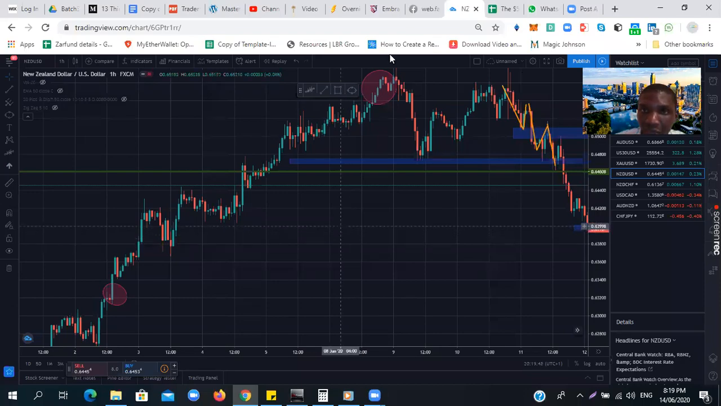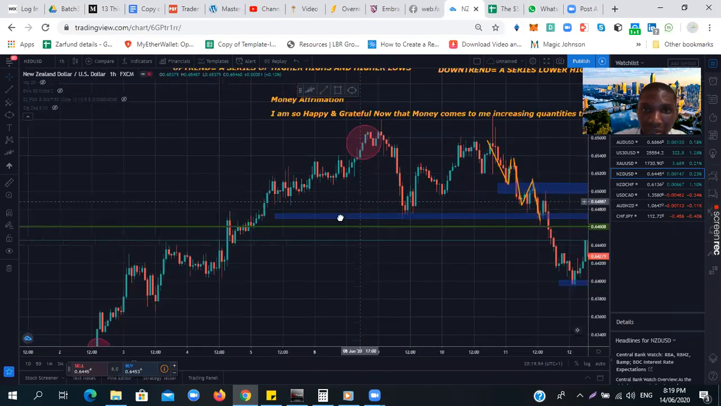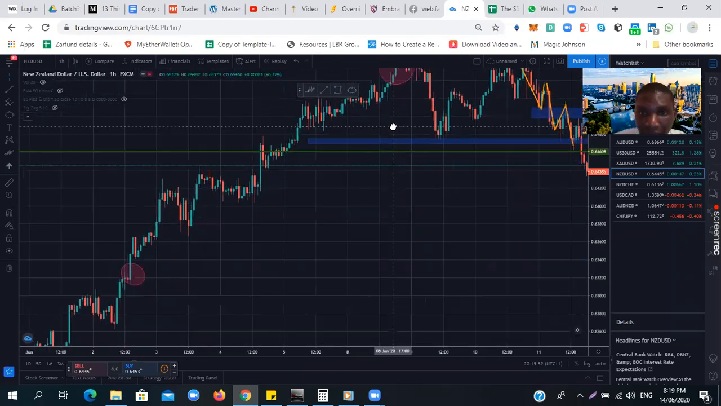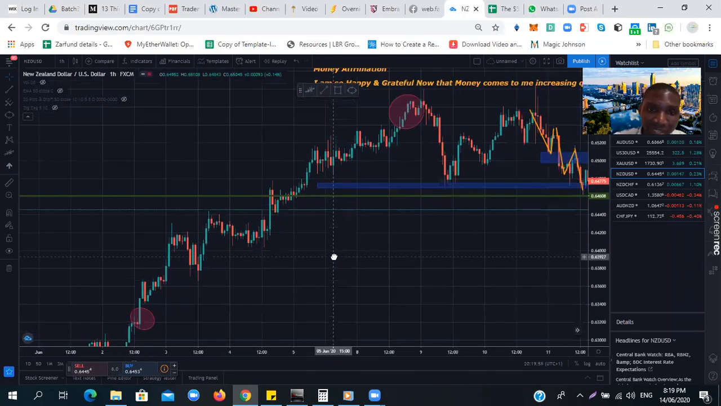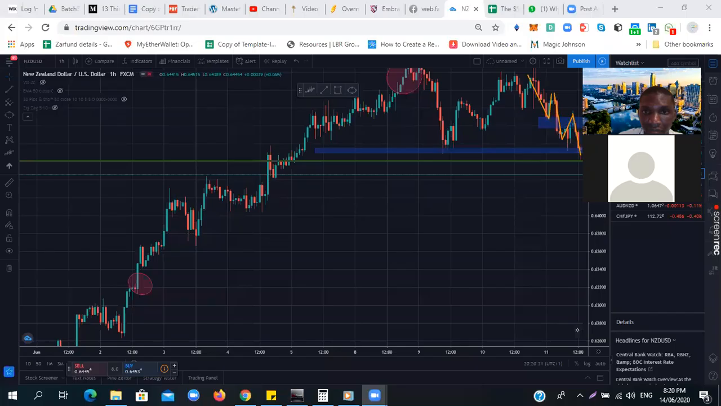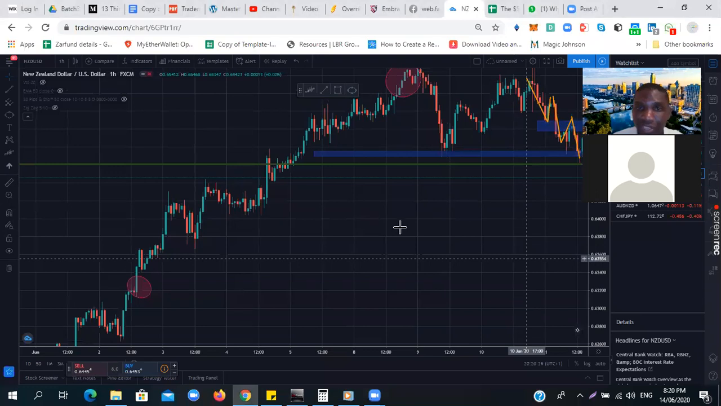Market structure is how you identify the trend and trade the trend. We have looked at the uptrend, we have looked at the downtrend. Now, market structure is how you identify the trend and then trade the trend.